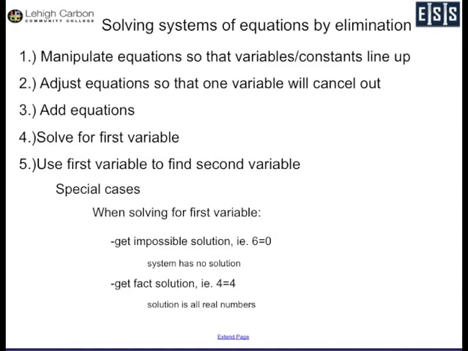Our third method is by elimination. You want to manipulate your equations so that your variables and constants and equal signs all line up vertically. Then you want to adjust your equations so that one variable will cancel out. Then you add your equations together, solve for the first variable, and then use that to find the second. And once again, we still have the same two special cases that we did last time. If you get an impossible solution, it has no solution. If you get a fact solution, it's all real numbers.